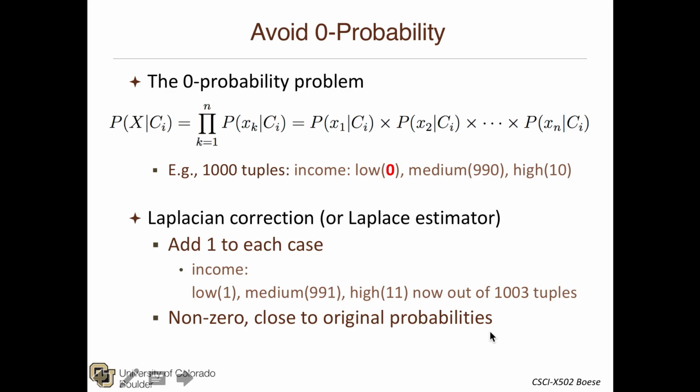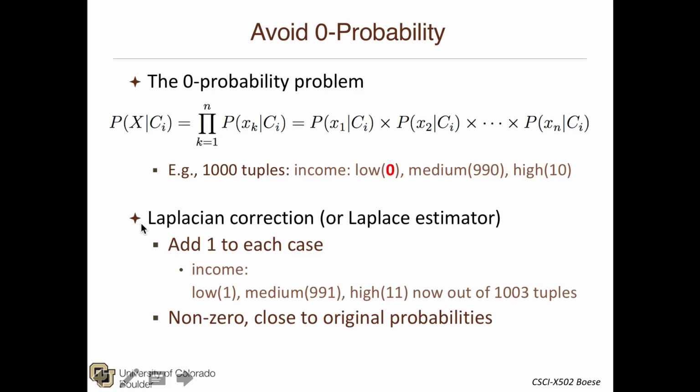Then we have one problem that sometimes comes up. One of the issues with this process is the zero probability. Naive Bayesian prediction requires each conditional probability to be non-zero. What happens is we're doing this multiplication across in our formula. So if we had something like income low, medium, high, and we had 0 in our data set for low, well, if we multiply 0 times everything else, we're going to get a 0 result.